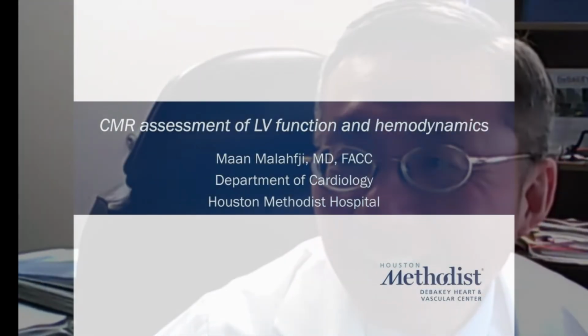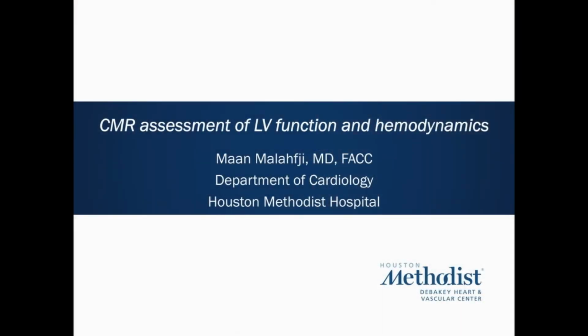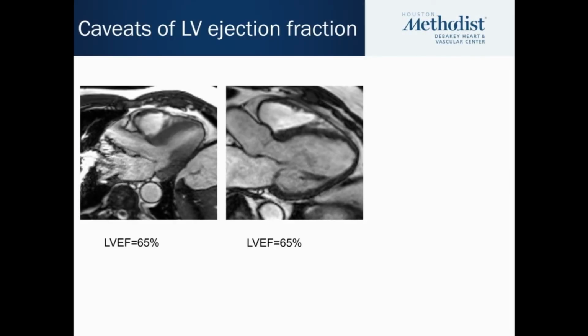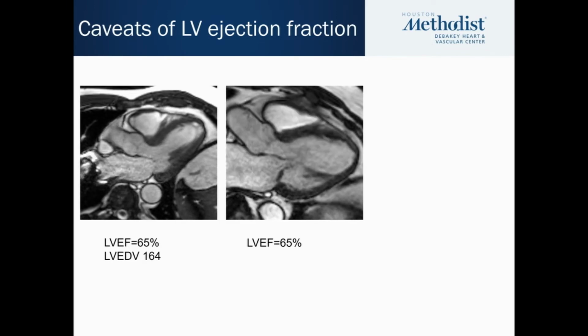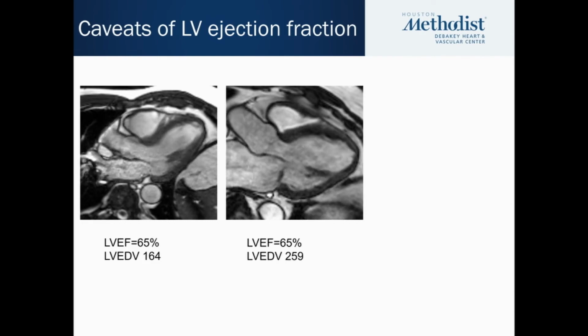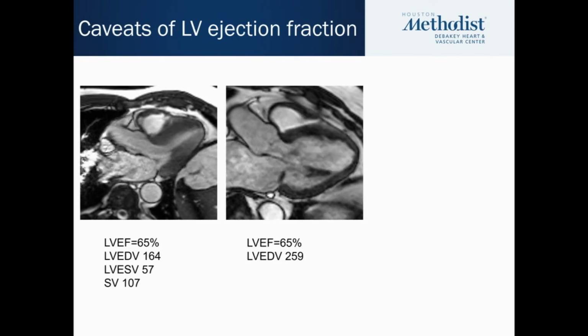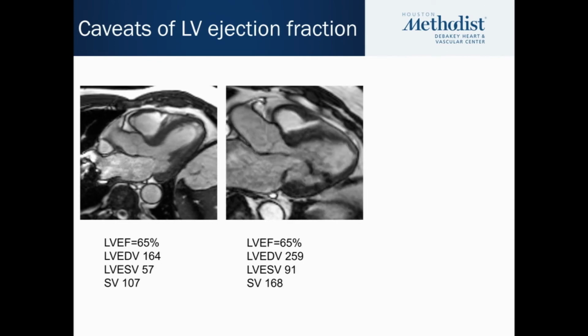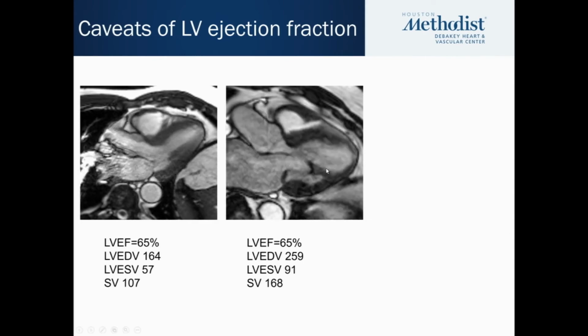Okay, so I'll be discussing the CMR assessment of LV function and hemodynamics. I'll give you a few caveats that Dr. Chang alluded to. Let's look at these two hearts. Both of these hearts have the exact same LV ejection fraction, 65% on the left and 65% on the right. But what's the difference? The end diastolic volume of the heart on the left is 164, whereas this one is 259. And if you compute their stroke volumes and systolic volumes, you yield a much higher stroke volume with the heart on the right.